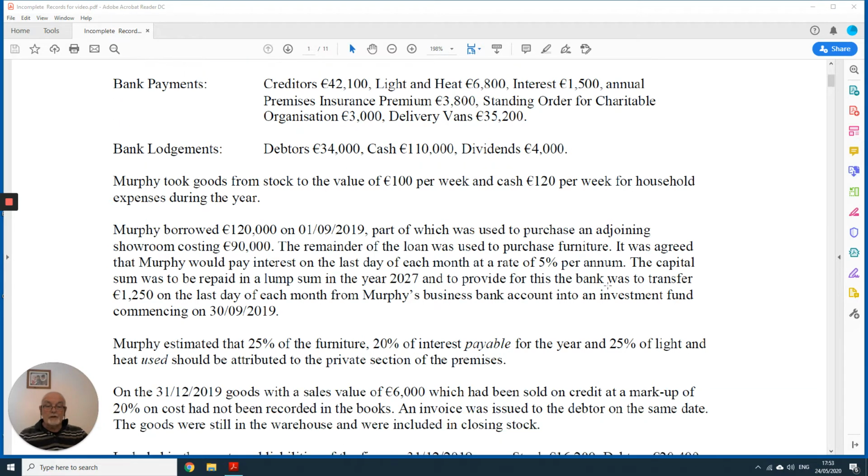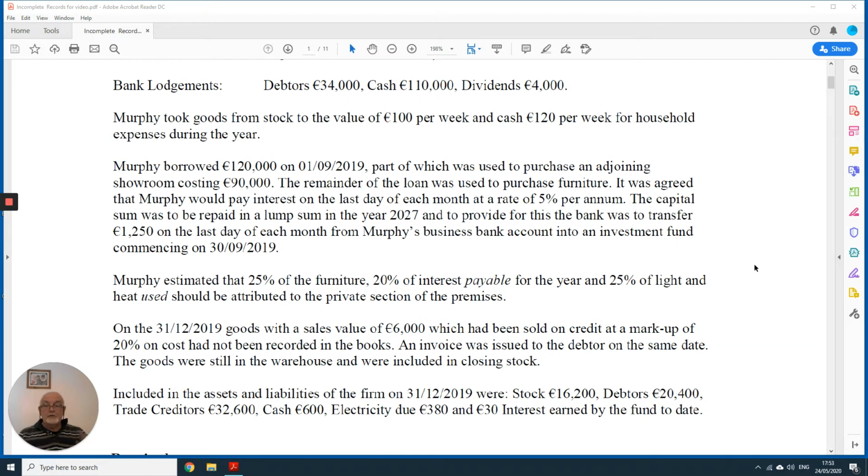And don't forget also that to ensure that we have sufficient when the time comes to repay our loan, we're transferring €1,250 each month for 4 months since the 1st of the 9th. So that's 5,000 being transferred. They're all credit entries in our bank account.